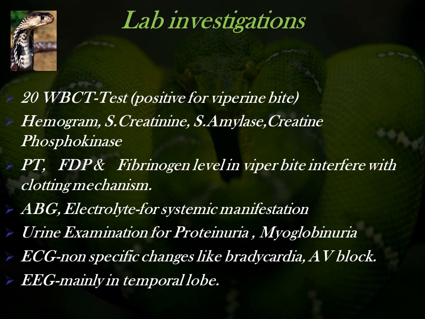There are a whole lot of tests. Apart from that, we can go for hemogram, creatinine, serum lipase, amylase, the PT time, etc. The ABG, the urine examination for hematuria, proteinuria, or myoglobinuria. The ECG can show non-specific bradycardia, or AV block can be seen in case of viperine as well, and mostly in case of the neurotoxic bite. We can go for EEG also. There is a disturbance in the temporal leads. Now these are the different types of investigations that we will be doing.